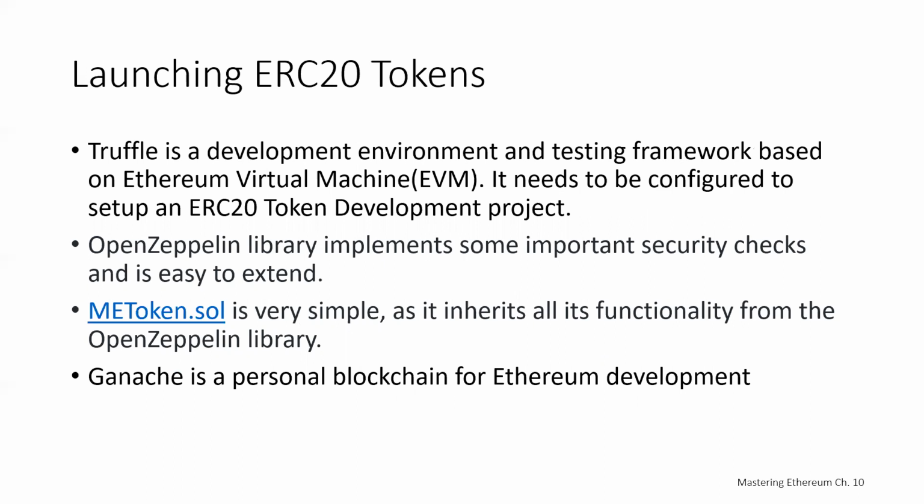I'm going to show you a sample, very simple token that we can create. We'll call it METoken.sol, which will inherit its functionality from the OpenZeppelin library. Again, the OpenZeppelin library implements some important security checks, and it's pretty easy to inherit from and extend. We'll also show some examples using Ganache, which is a great choice for a personal blockchain you want to run on your own personal computer to test out what you have developed before deploying it to Ethereum testnet or Ethereum mainnet.